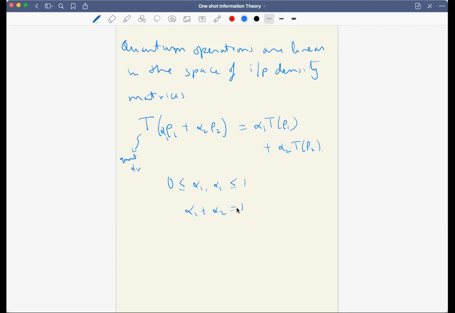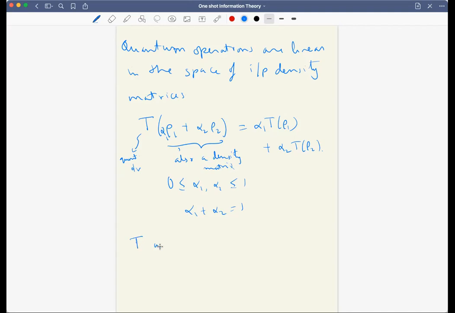So the input to T here is a density matrix. This density matrix is a linear combination of density matrices rho 1 and rho 2, so it is also a density matrix. And the same alpha 1 and alpha 2 come out here. So this is the linearity. And remember how T was obtained.